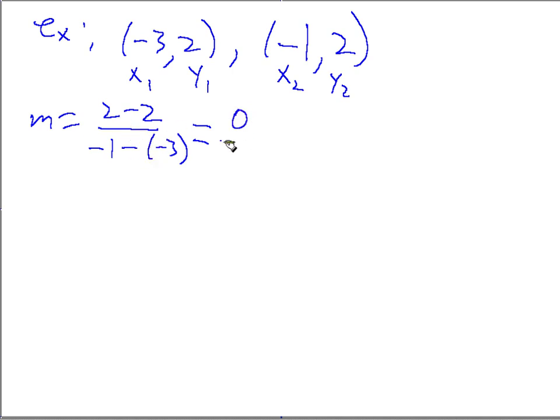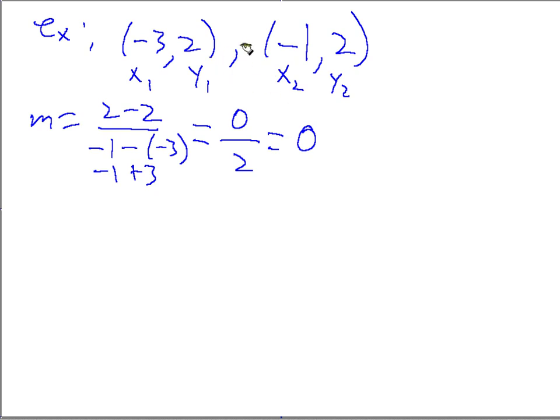All right, so 2 minus 2 is going to be 0. This is negative 1 plus 3, basically, which is positive 2. So 0 over 2 is what? 0. So the slope of the line that goes through these 2 points is 0. That means how slanted this line is, what? 0. So what that means is this line here is not slanted at all.